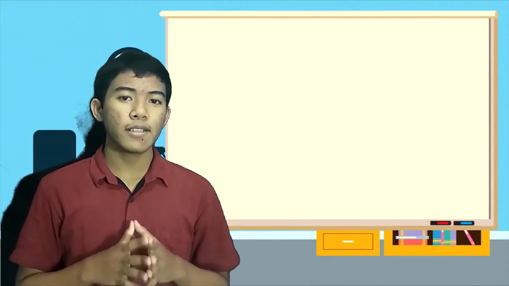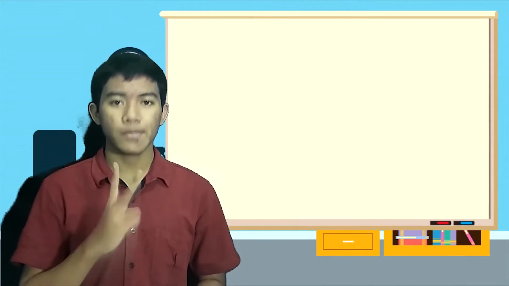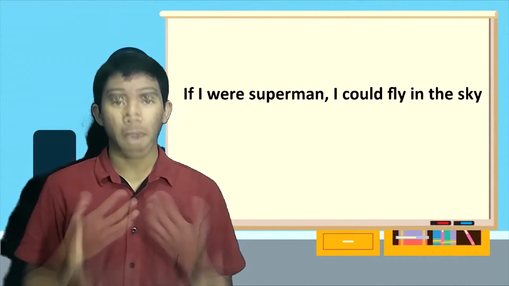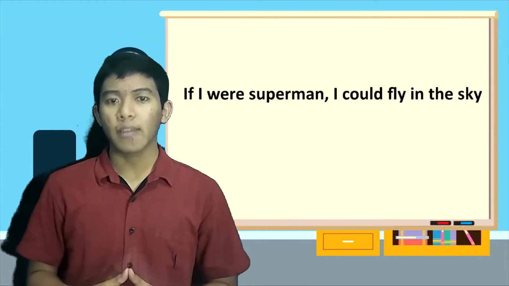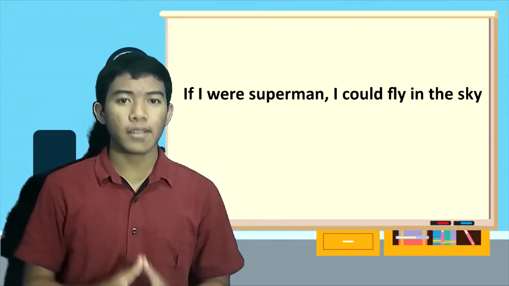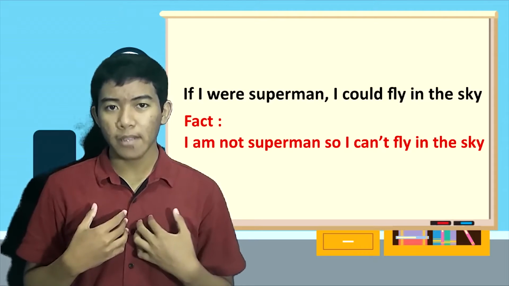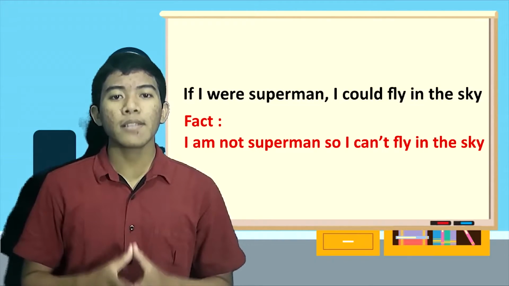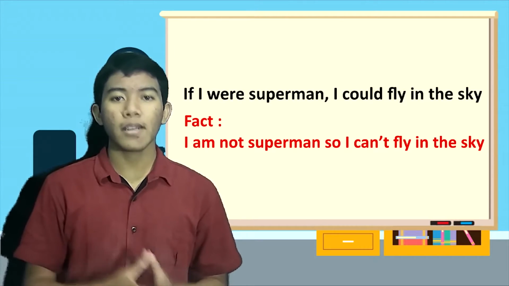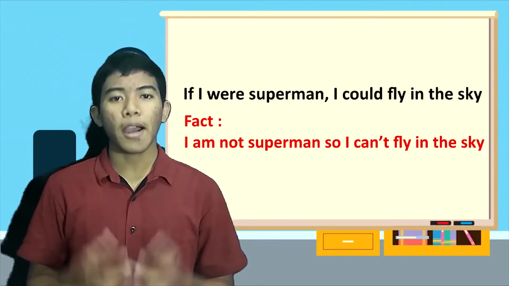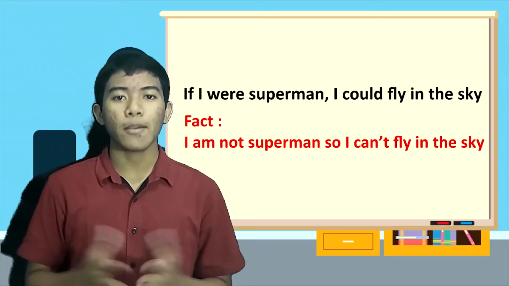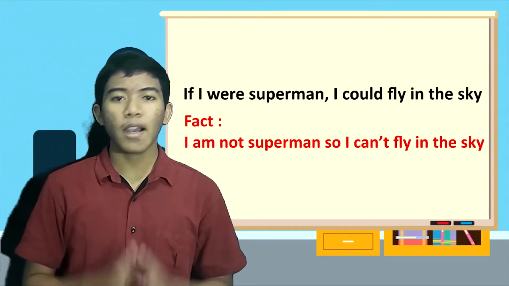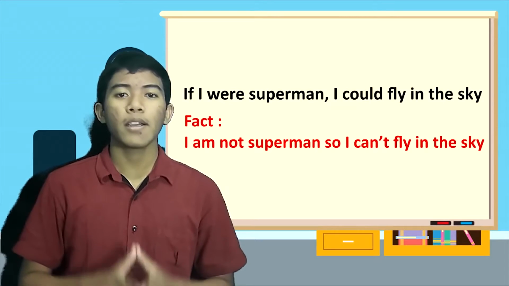Let's look at another example of conditional sentence type 2. The example is, if I were Superman, I could fly in the sky. The fact is, I'm not Superman, so I can't fly in the sky. It is correct and very common to say if I were instead of if I was. So in conditional sentence type 2, the subject I is followed by were.